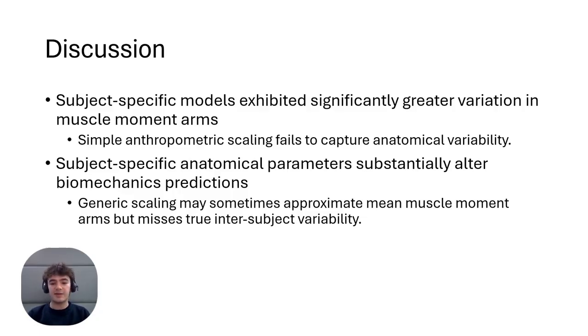Instances where no significant differences were found suggest that generic scaling might sometimes approximate mean muscle moment arms, but crucially misses the true intersubject variability. The observed left-right asymmetries in lateral bending and axial rotation muscle moment arms are likely artifacts of the subjects' supine CT scan poses rather than true physiological differences between the left and right side muscles.